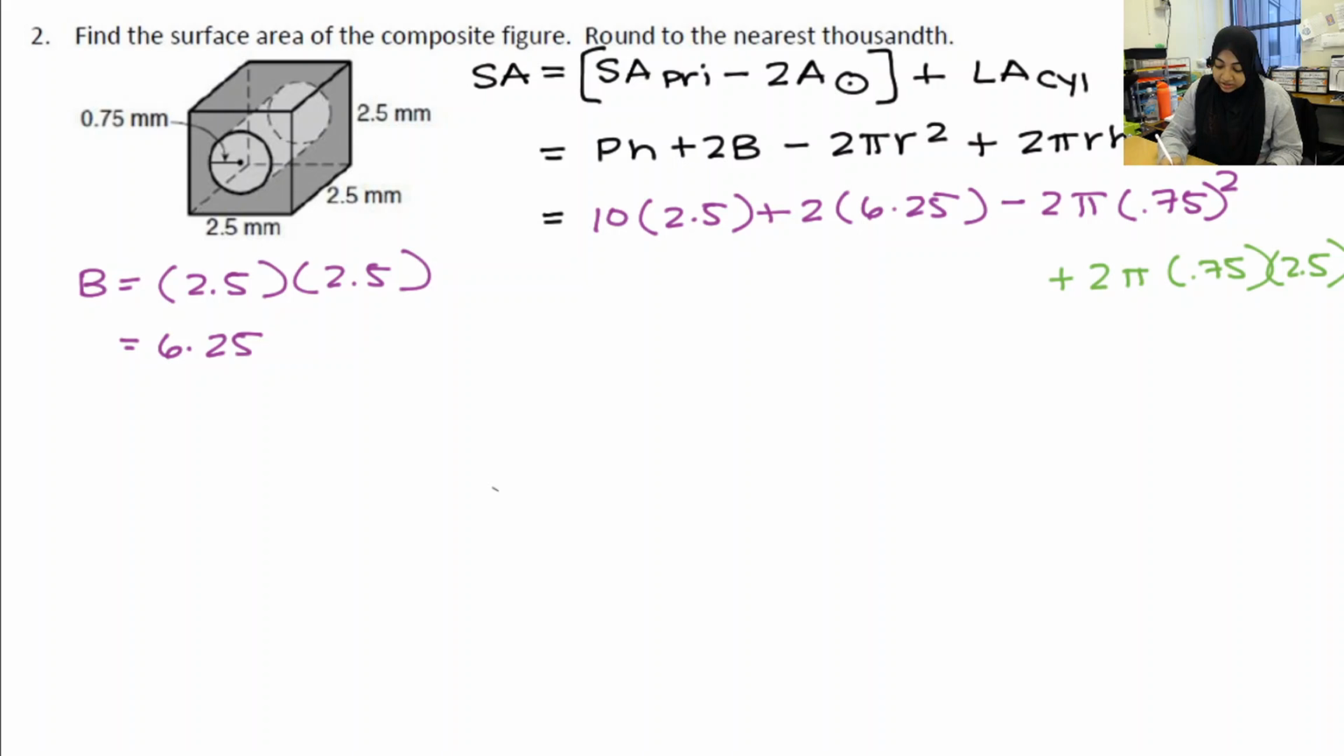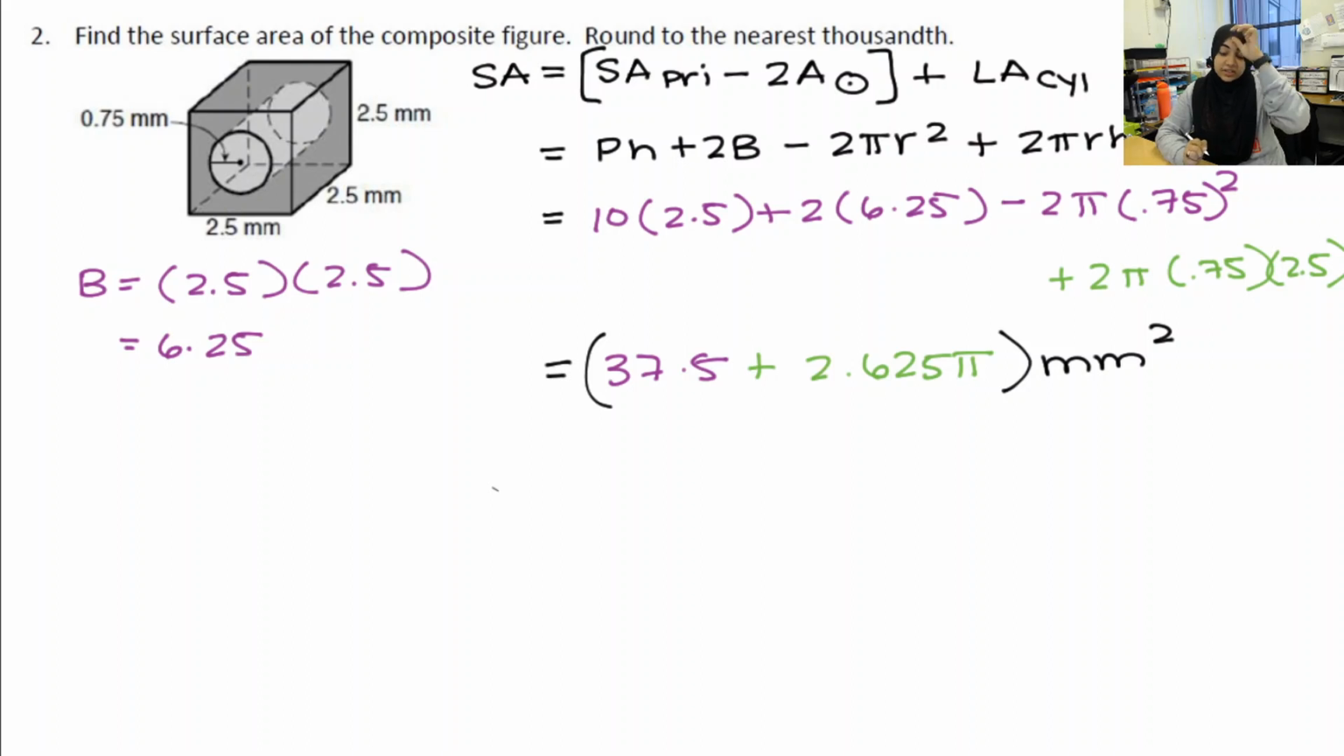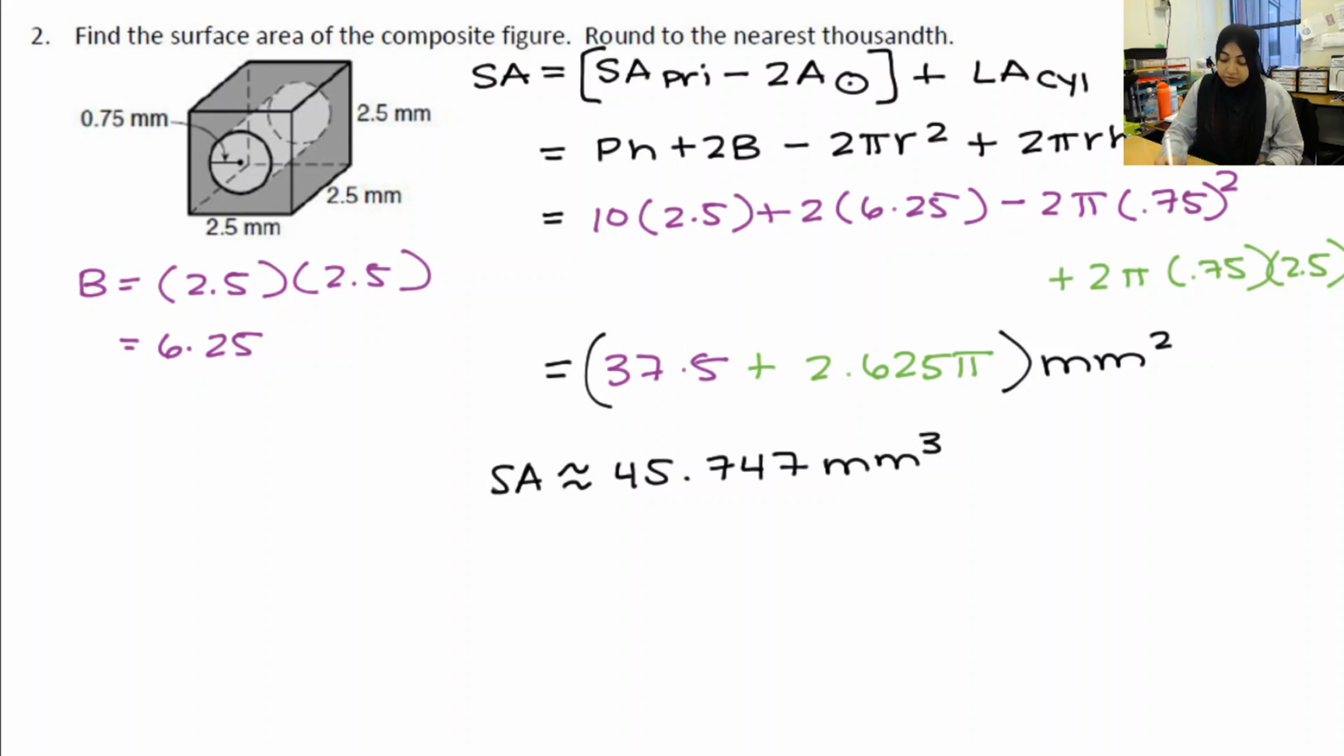So once I simplify, I actually end up getting 37.5 plus 2.625 pi. And luckily for us, we can actually combine those on this problem because it says to round to the nearest thousandth. So all I have to do is type that into my calculator. And so my final answer would be surface area equals, well, let's not say equals, let's say approximately 45.747 millimeters squared.